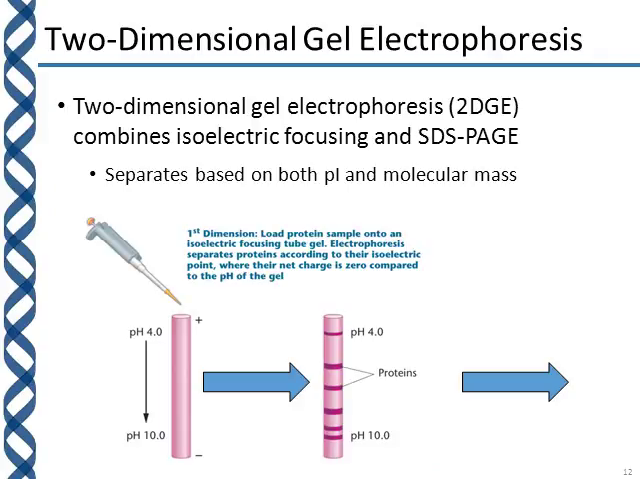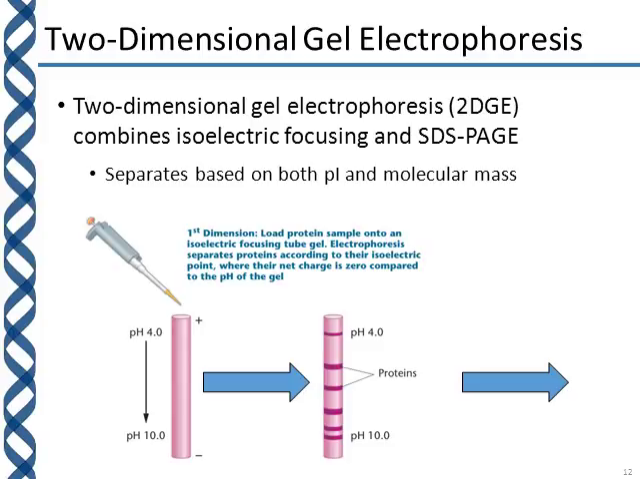The next technique we'll talk about is two-dimensional gel electrophoresis. Two-dimensional gel electrophoresis combines both the isoelectric focusing, which we just talked about, and the first technique we talked about, SDS-PAGE. And this essentially separates a protein based on both its pI and its molecular mass.